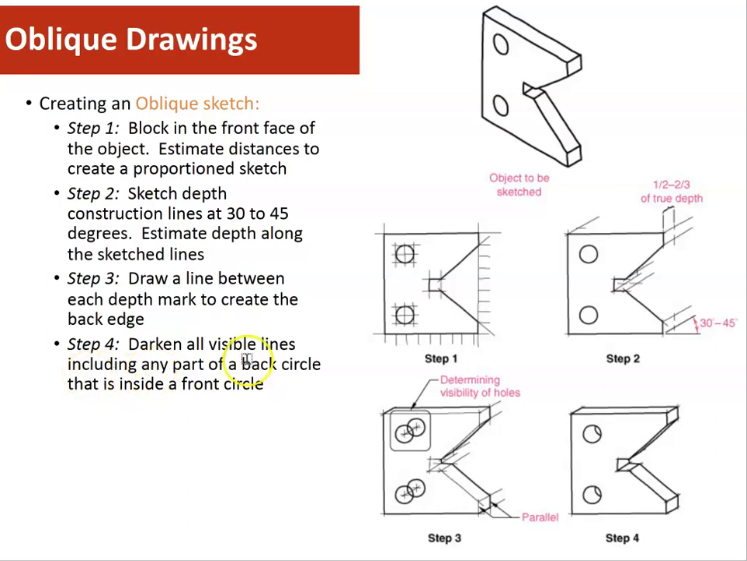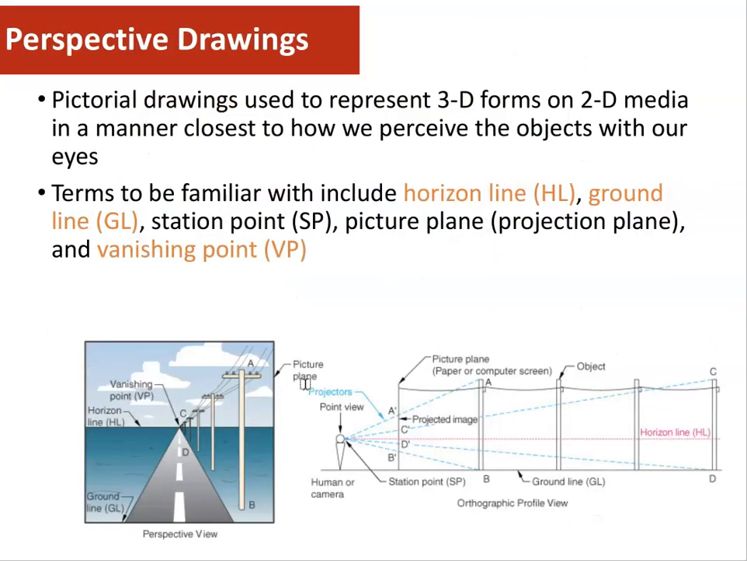And then number 4, darken all the visible lines, including any part of the black circle that is inside the front circle. So this is just sketching, right? But at some angle. So that was oblique drawing. What you need to know about oblique drawing is that we can have it at certain angles, 30, 45, 60. The one that we're going to use is 45. The names are cavalier, cabinet, and also general oblique. It depends on the receding axis if you're going for full scale or not.